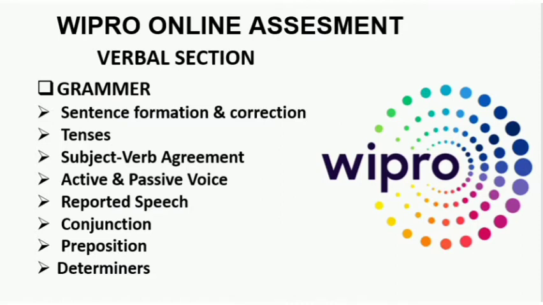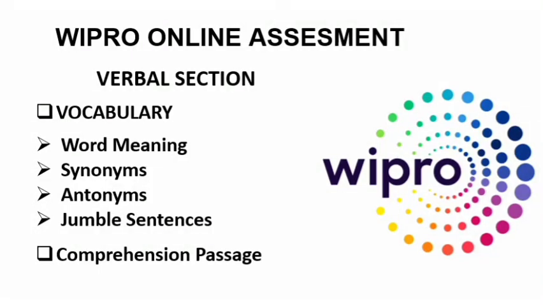Then conjunctions, prepositions, determiners. These last three mostly come in error and fill in the blanks type questions. So this is the basic grammar section. The verbal section has another part, that is vocabulary. Few questions also come from the vocabulary section, that is word meanings, synonyms and antonyms, jumbled sentences. Then the last part is the comprehension passage. There would be a passage from which questions would be asked and you have to select the correct option.